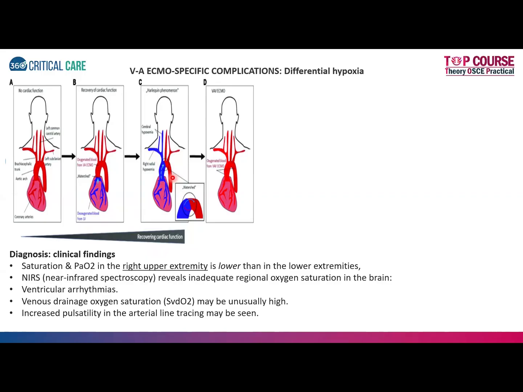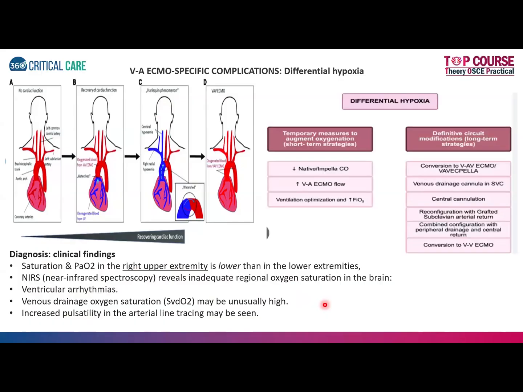So this mixing results in what is called the north-south or the Harlequin phenomenon, where the patient will have cerebral hypoxemia, but the blood flow in the other areas of the body will be okay. Diagnosis is usually that the saturation and the PaO2 in the right upper extremity is lower than that of the lower extremities, and near infrared spectroscopy can help reveal the regional oxygen saturation in the brain. The patient might have ventricular arrhythmias. The venous drainage oxygen saturation will be unusually high, and there is increased pulsatility in the arterial tracing.